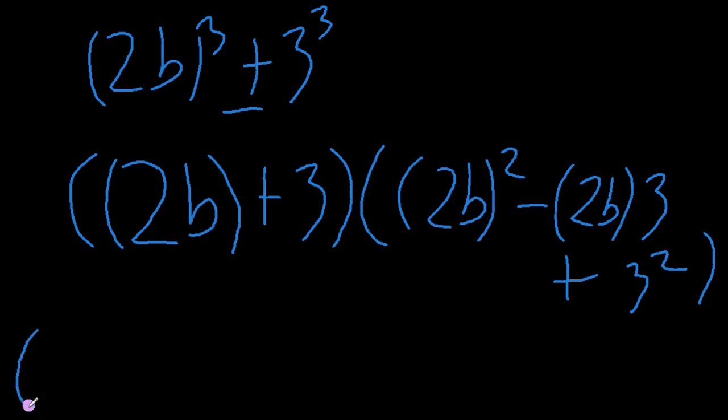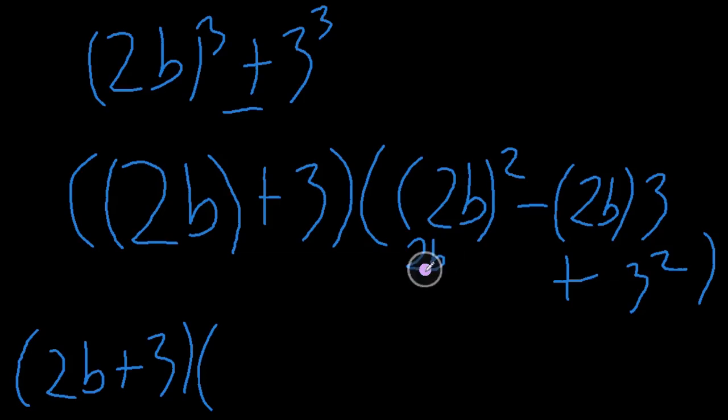So simplifying, we have a good amount of simplifying to do. I'll just get rid of the parentheses here. Then this 2b squared, if you want, you can rewrite it as 2b times 2b, which would give us 4b squared.